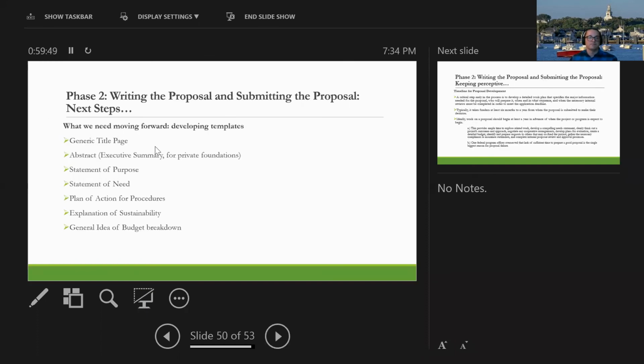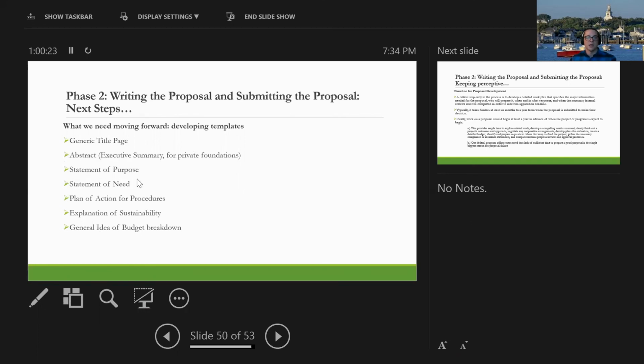So, moving forward, developing templates. What this is talking about is if you're with an organization and you're trying to ramp up your grant making efforts, we're talking about boilerplates. So come up with that title page to use every time, so you're not going to have to reinvent the wheel every time. Your abstract should be easy to do. Again, this is your organization, your mission statement, and things of that nature. You should be able to just grab, copy, and paste and keep it moving in terms of the abstract.